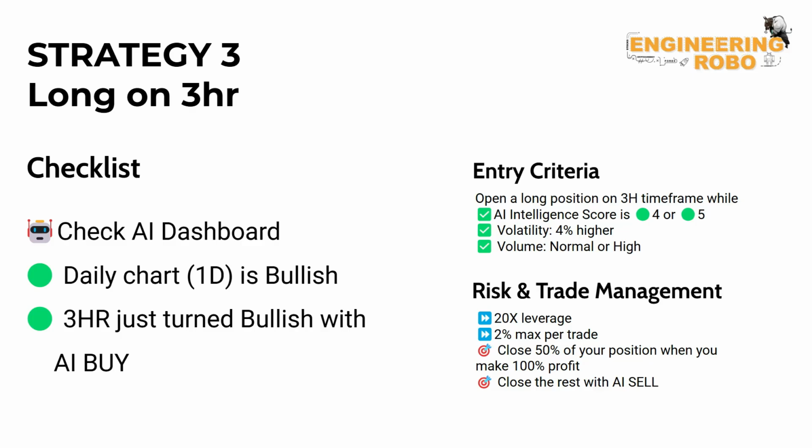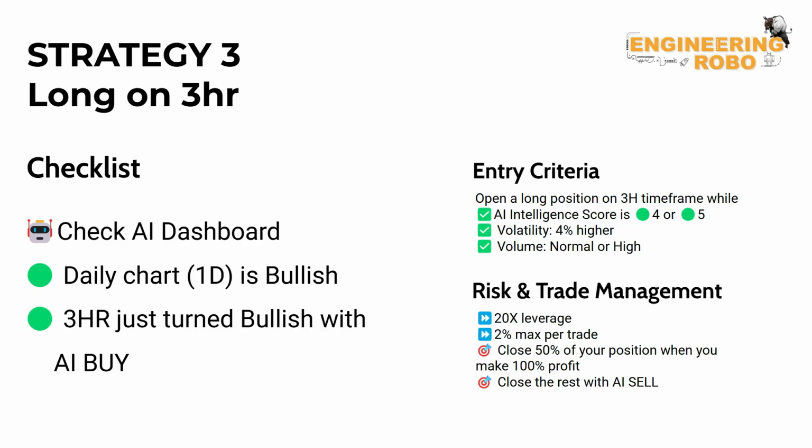Open a long position on the 3-hour time frame while the AI intelligence score is green 4 or green 5. Volatility needs to be 4% or higher. Volume normal or high. Risk and trade management is exactly the same as before.